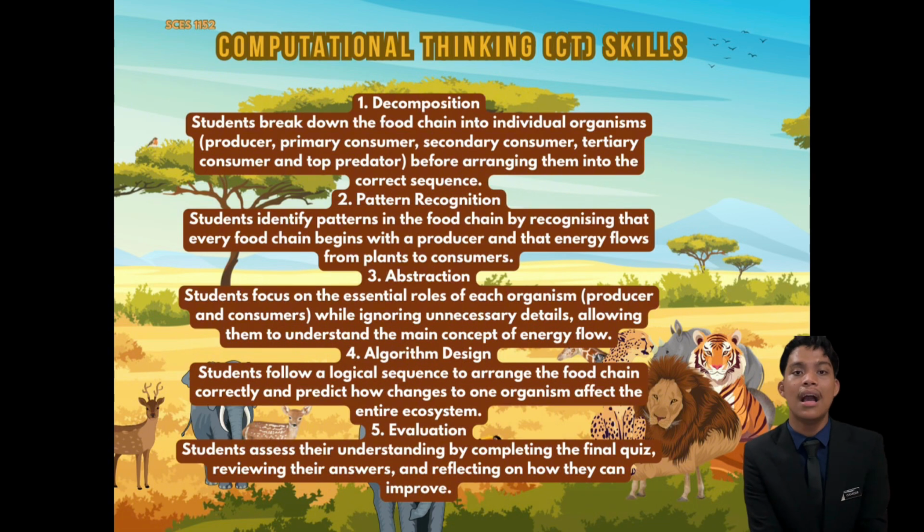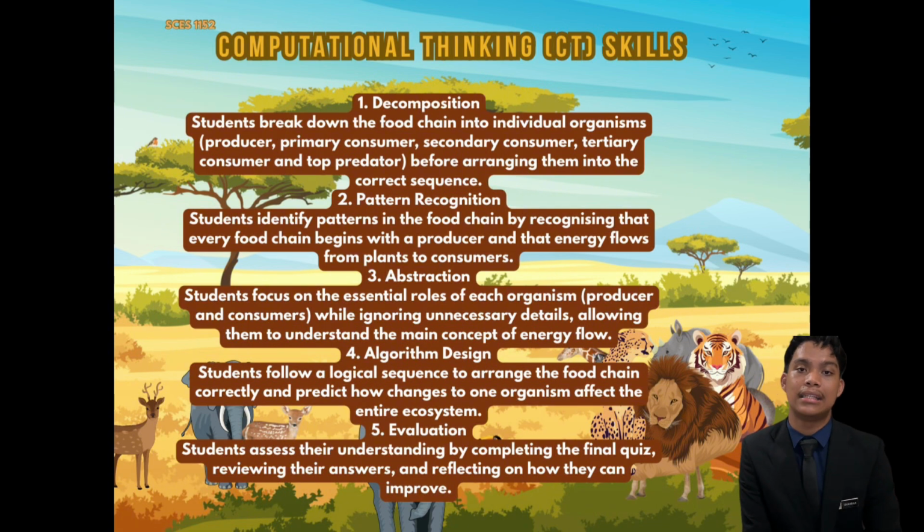The third CT skill is abstraction. Abstraction requires students to focus only on information that is relevant to solving a problem. During the game, pupils concentrate on the role of each organism and the direction of energy flow. They ignore unnecessary information such as the size, color, or habitat of the organism because these details do not affect the structure of a food chain. By identifying only the essential information, students solve problems more efficiently and understand the scientific concept more clearly.